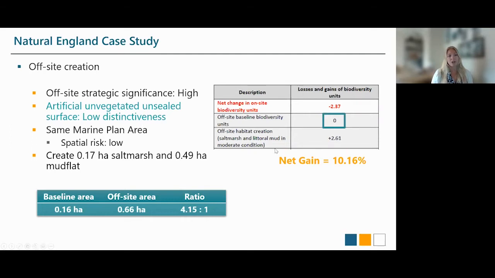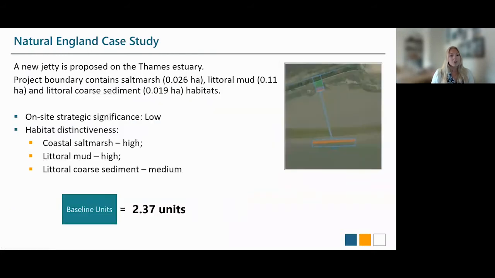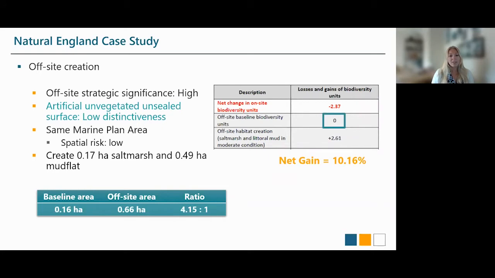So we've made our 10% net gain, which is brilliant. In this particular example, that equated to 0.17 hectares of salt marsh and 0.49 hectares of mudflat. So we've effectively created 0.66 hectares of land, but we lost 0.16 hectares. When you actually look at the area values, that's a 4.15 to 1 ratio. So every hectare we lost, we had to replace it with 4.15 hectares. And we'd also argue that there are a few assumptions associated with this, which are potentially atypical of a port development or something similar.